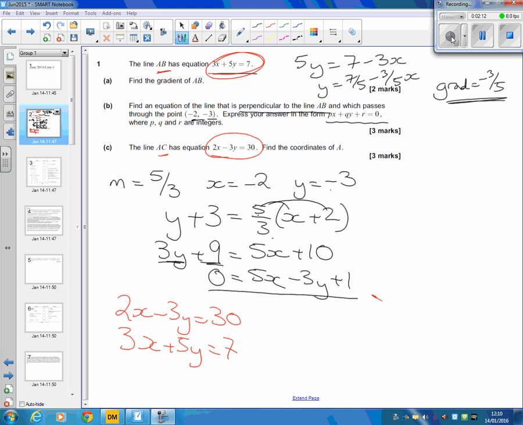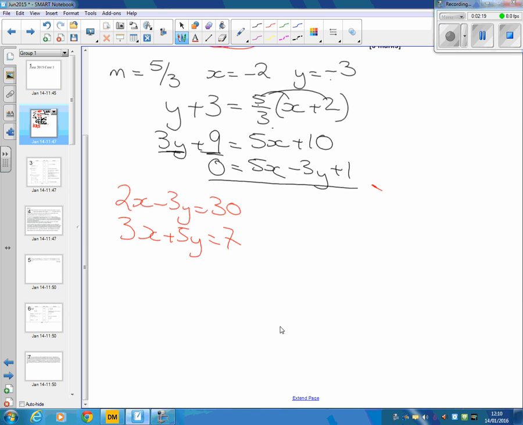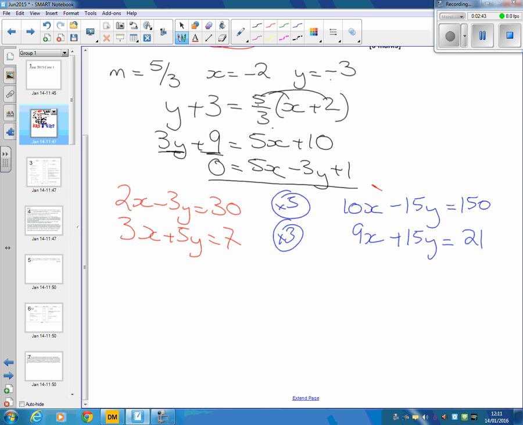Now once I write out that we've got that, it's our GCSE simultaneous equations that we should be using to try and solve it. What should we do? Let's times this one by 5 maybe. I mean, there's loads and loads of different ways of doing this. So I'm going to times that one by 5, giving me 10x's minus 15y's equals 150. I'm going to times that one by 3, giving me 9x's plus 15y's equals 21. And now I'm going to add those two equations together.